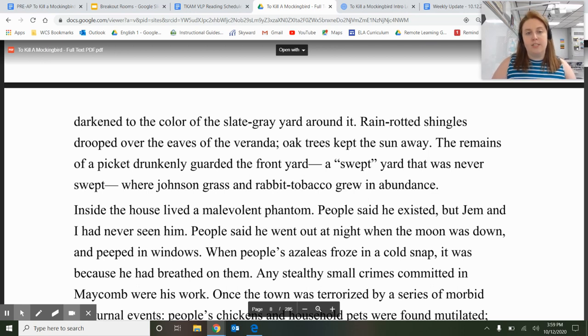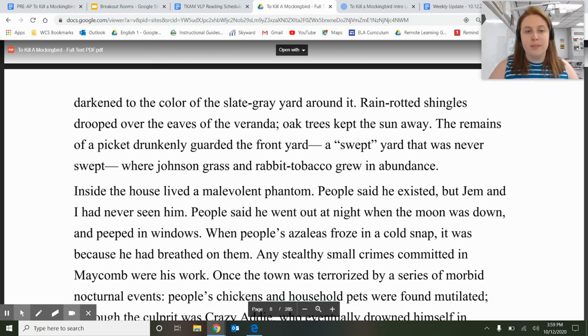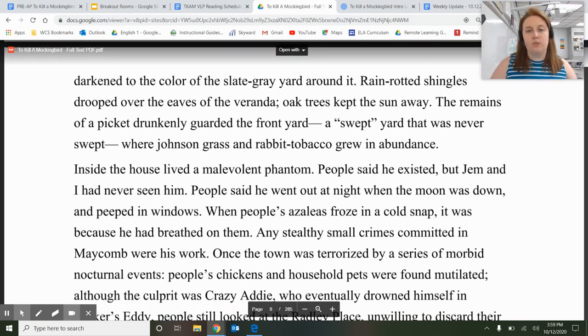The remains of a picket drunkenly guarded the front yard, a swept yard that was never swept, where Johnson grass and rabbit tobacco grew in abundance. Inside the house lived a malevolent phantom. People said he existed, but Jim and I had never seen him. People said he went out at night when the moon was down and peeped into windows. When people's azaleas froze in a cold snap, it was because he breathed on them.